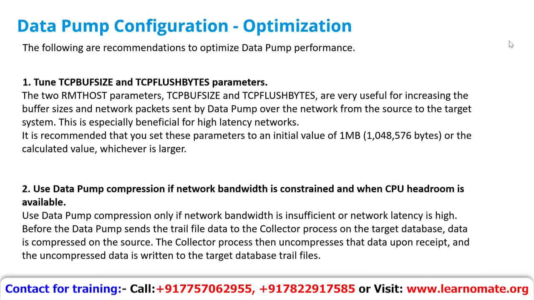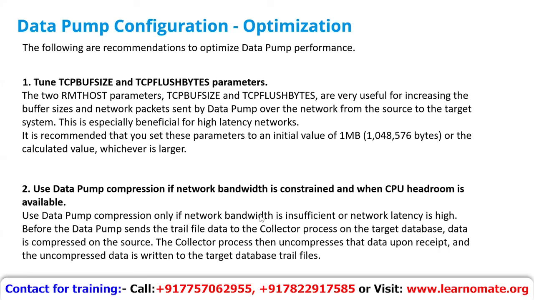There are certain parameters in data pump which you can use, like TCPBUFSIZE and TCPFLUSHBYTES. They define how much data could be sent from source to target. So two parameters which you can use in your data pump parameter file are TCPBUFSIZE and TCPFLUSHBYTES. These two RMTHOST parameters are very useful for increasing the buffer size and network packets sent by data pump over the network from source to target. This is especially beneficial for a high latency network.